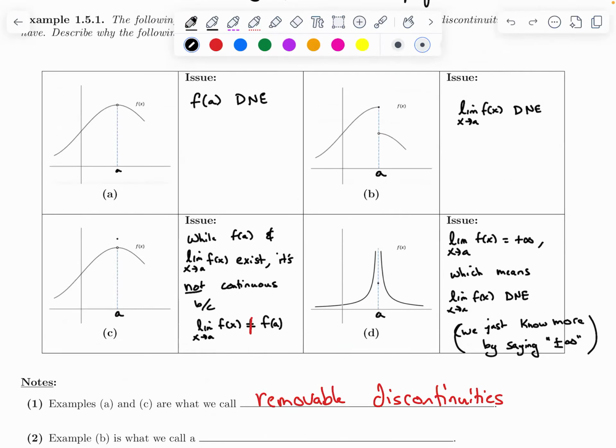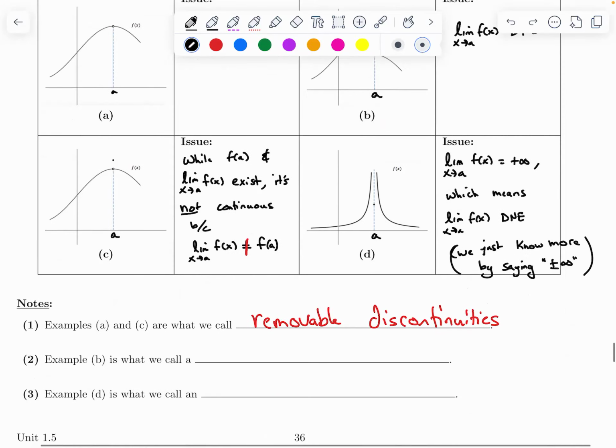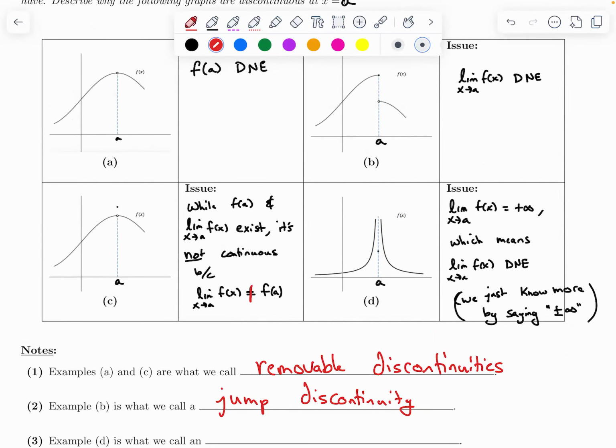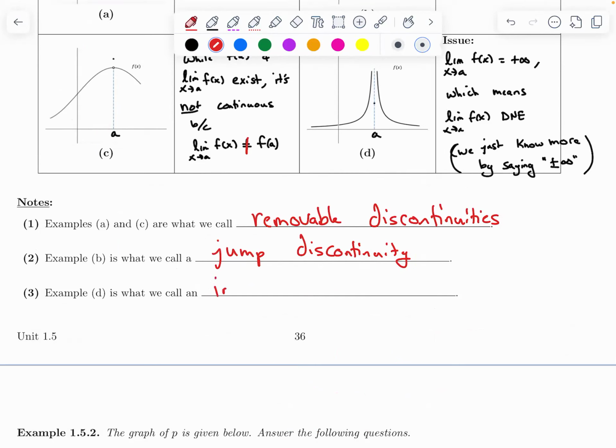Example B is not removable, because to fix the issue I have to bring one entire piece up. Instead of just removing one point, I'd have to completely move another piece to get it back to where it belongs. So this is what we call a jump discontinuity, because it jumps. Very, very clever, I know. And then example D is what we call an infinite discontinuity. It's a discontinuity that happens because the limit went to infinity.